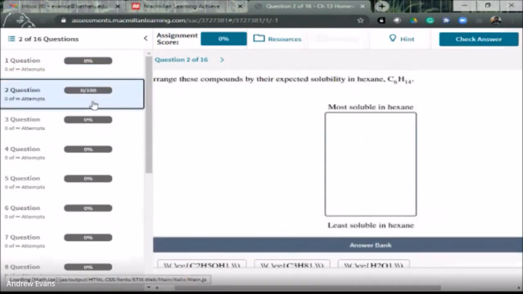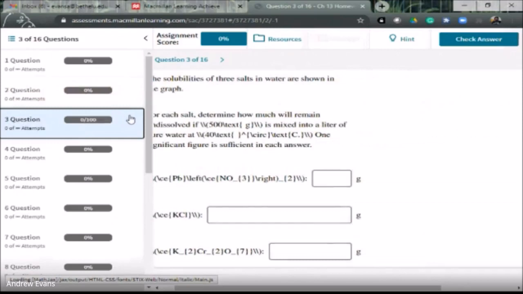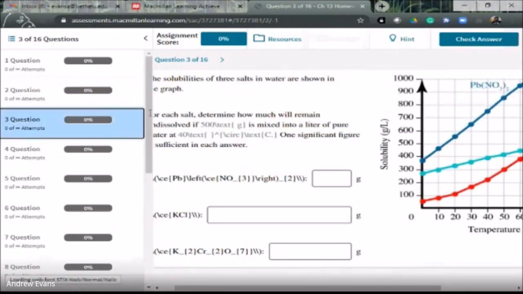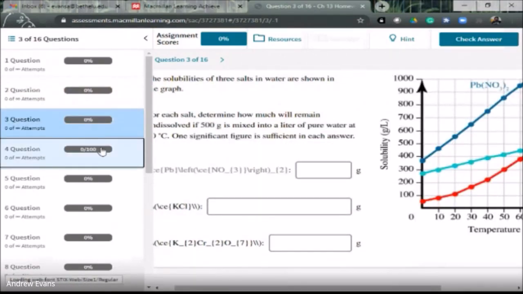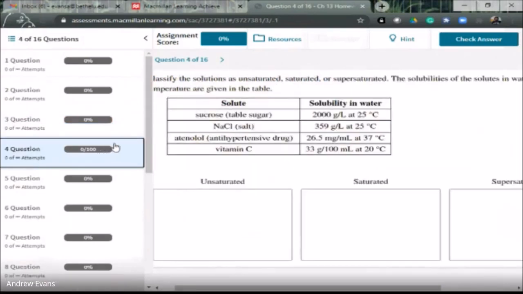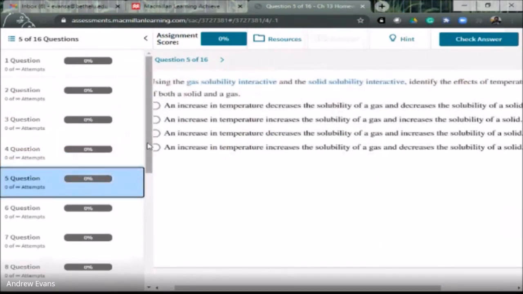More soluble in hexane, less soluble in hexane, similar problem. Yeah, that one's not quite like, I'm not going to worry about that one. Solubility is not really on the test. Okay, here's a reasonable one.